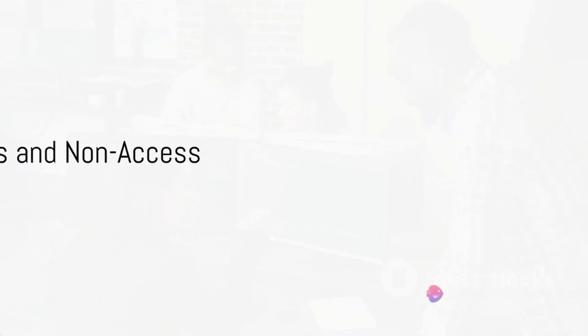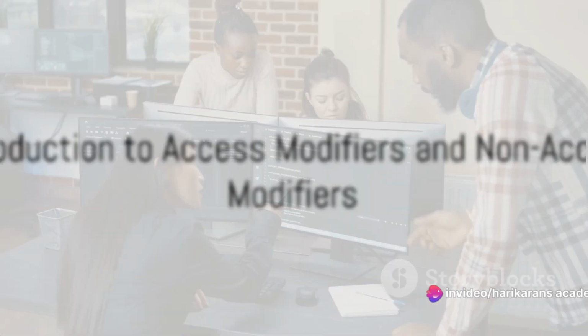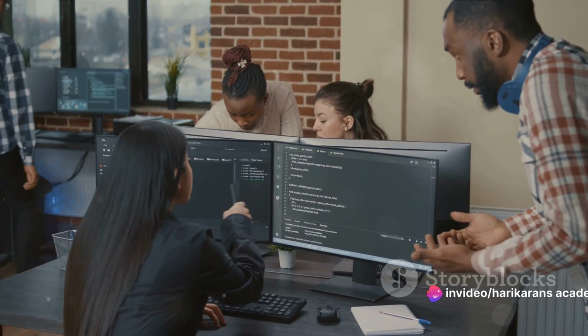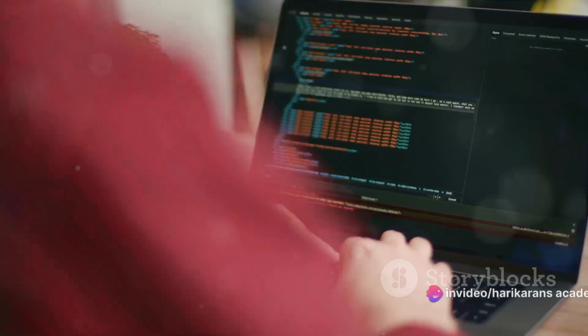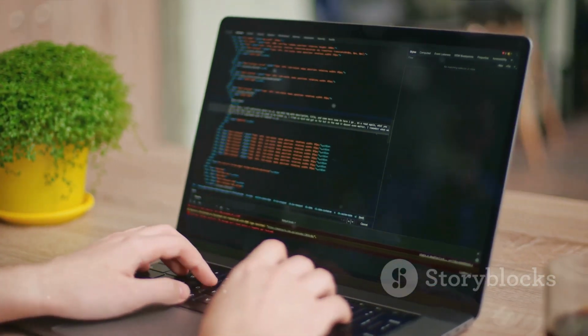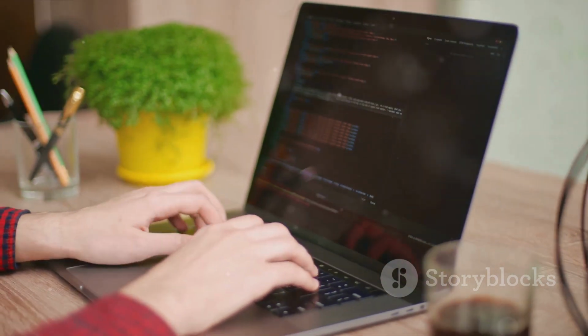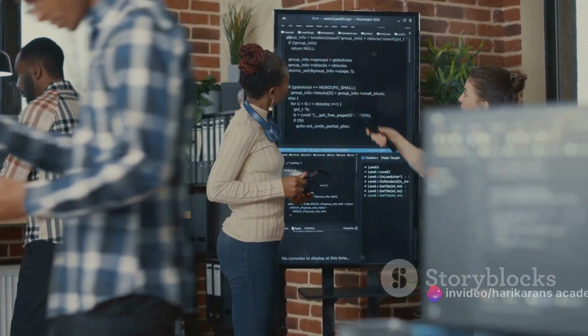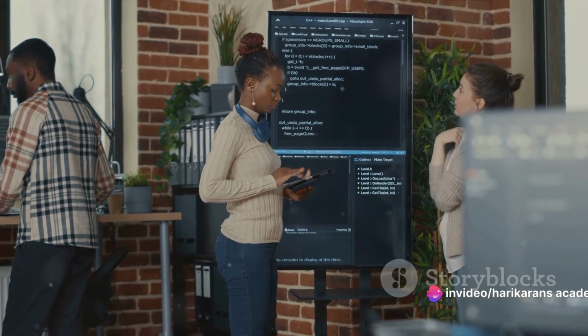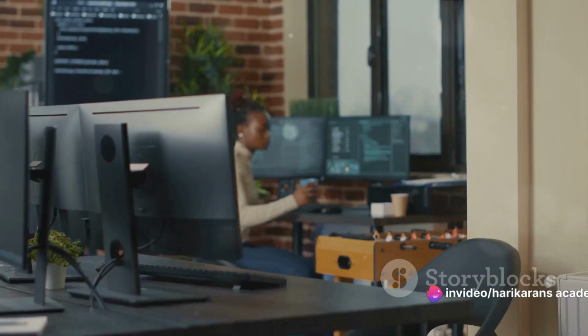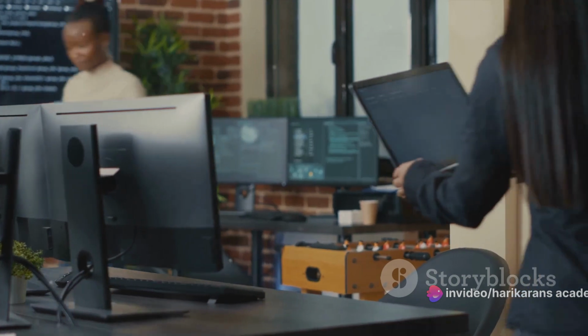Have you ever wondered how OOP's class access modifiers and non-access modifiers work in real life? Well, get ready for a fascinating journey into the world of object-oriented programming, where we will demystify these concepts for you. In the realm of object-oriented programming, or OOP for short, access modifiers and non-access modifiers play crucial roles.